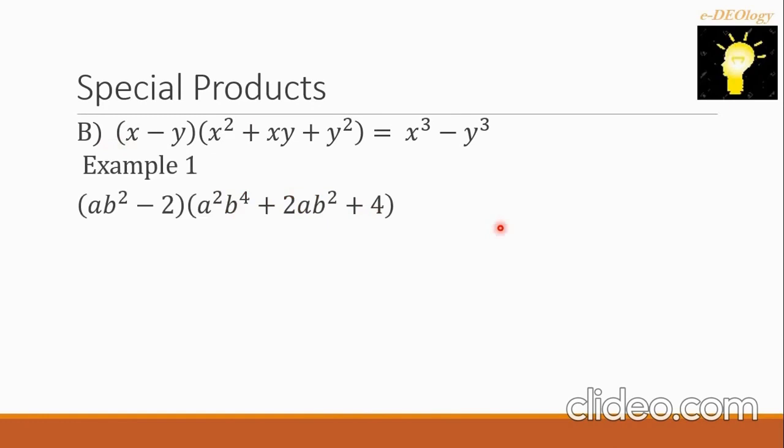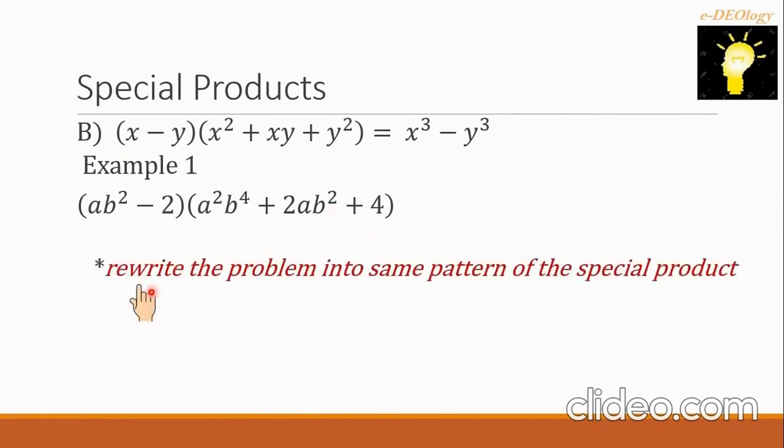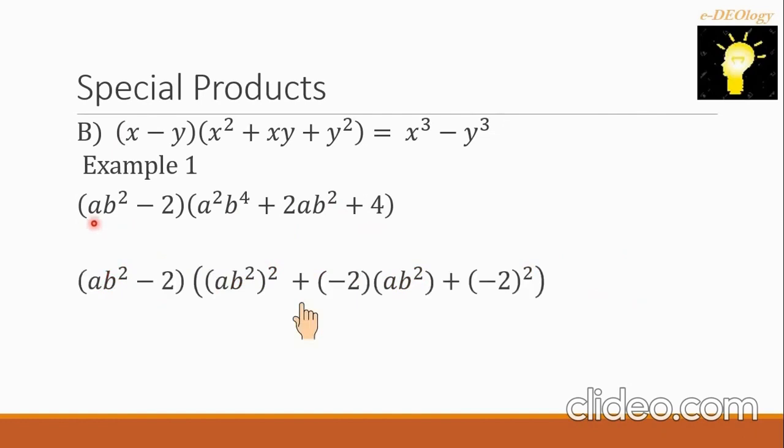Now we are ready to see example 1. So this is ab squared minus 2 as our binomial. In the trinomial, it's written a squared b raised to 4 plus 2ab squared plus 4. And then we can rewrite the problem into the same pattern of the special product. For the binomial, we simply copy.